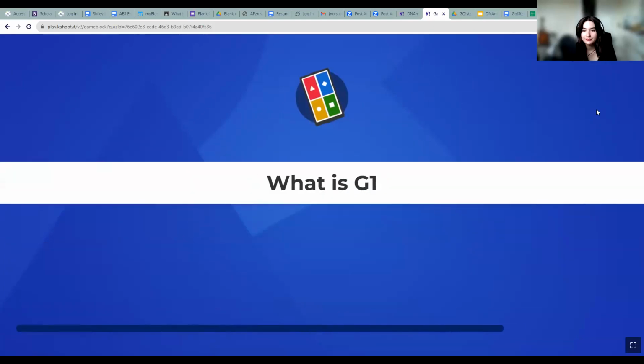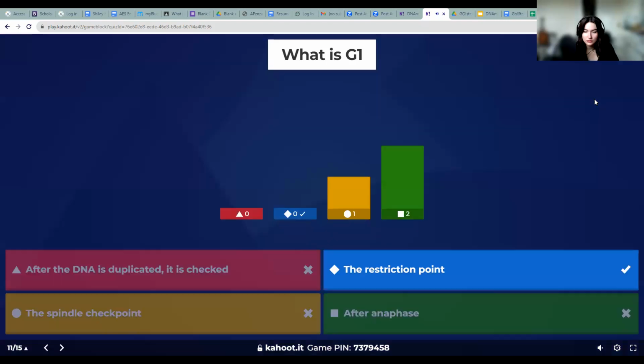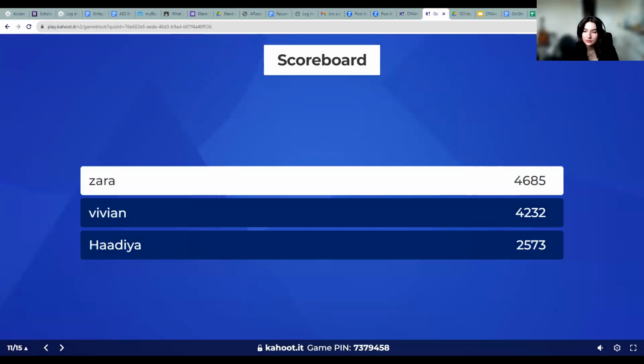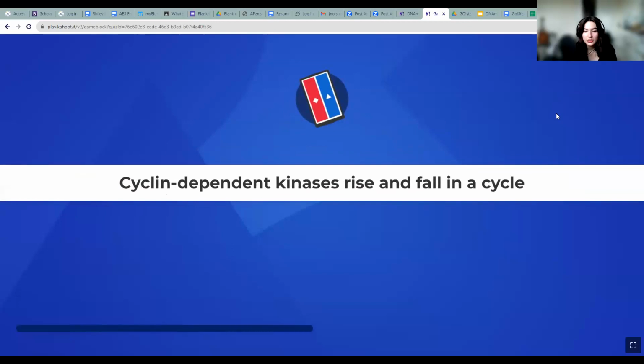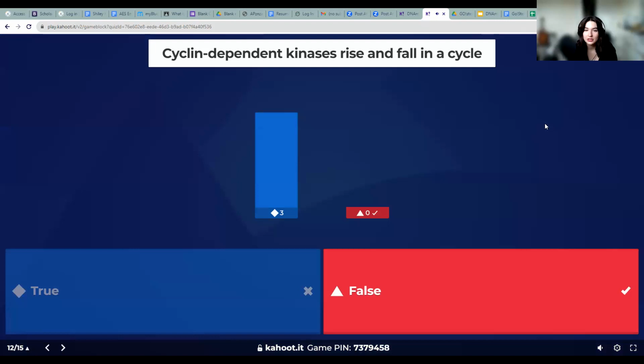So what is G1? G1 is the restriction point, where the cell can exit the cycle if it needs to, and if it's not perfect. Cyclin-dependent kinases are the rise and fall in a cycle. Is that true or false? That is false. Those are cyclins. Cyclin-dependent kinases are dependent on the cyclins, but they're constant throughout the cell cycle.